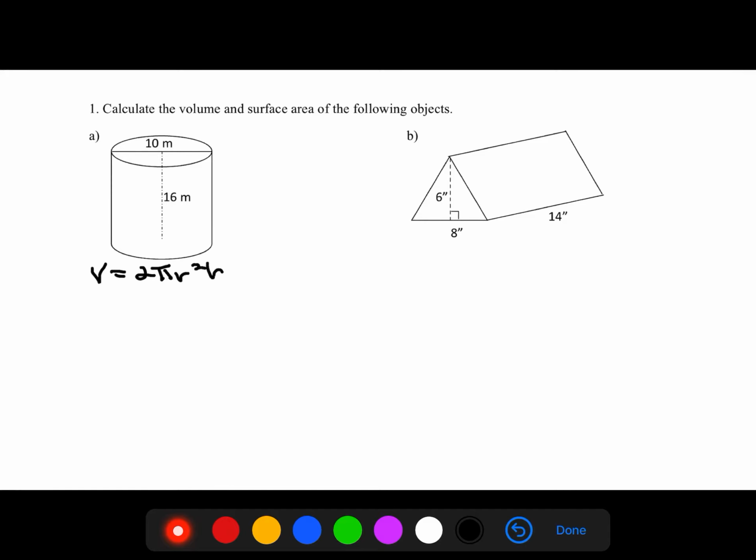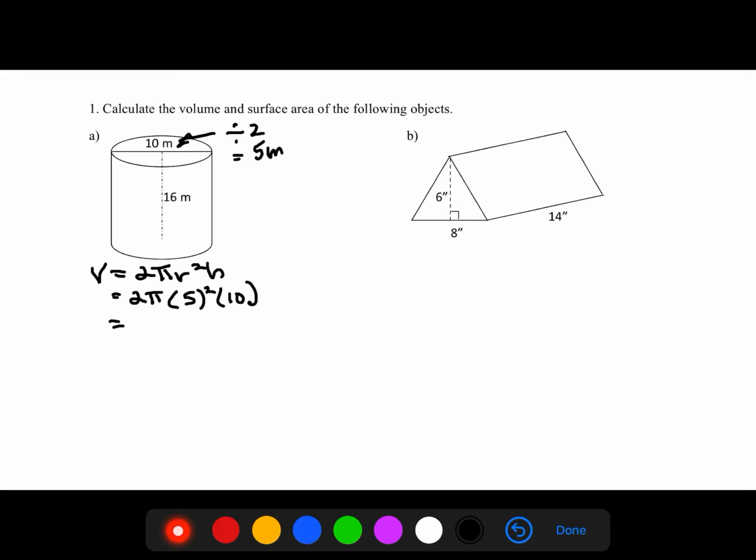So volume is pretty straightforward. Volume of our cylinder is going to be pi r squared times height. Subbing in what we know. Our radius, note we have to divide that by 2. So radius is going to be 5 meters. So we're going to have 5 squared times 10.